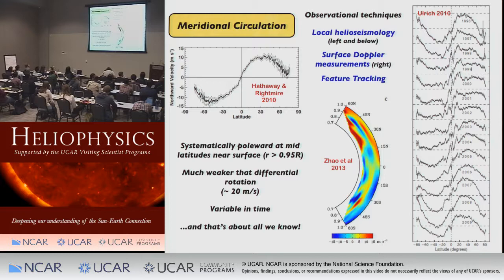The other reason that makes it difficult is it's anti-symmetric about the equator. It's toward the poles, so it's that way up here and that way down here. So it tends to average out in the global inversions, those global oscillation modes of the sun. Global acoustic oscillations can give you the differential rotation, but they aren't very sensitive to the meridional circulation. So you need to use a technique called local helioseismology, where you look at local patches of acoustic waves, as opposed to global resonant modes.